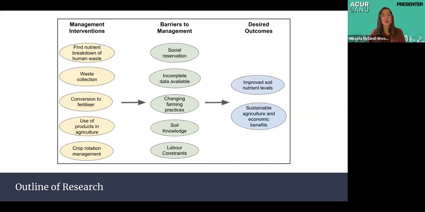This diagram shows the general pathway of my research, where the management interventions align closely with the research questions. The barriers of management are touched upon in the limits and assumptions section, and the desired outcomes show the two main goals of the study: to improve soil nutrient levels and to work towards sustainable agriculture with economic benefits for the Pacific.